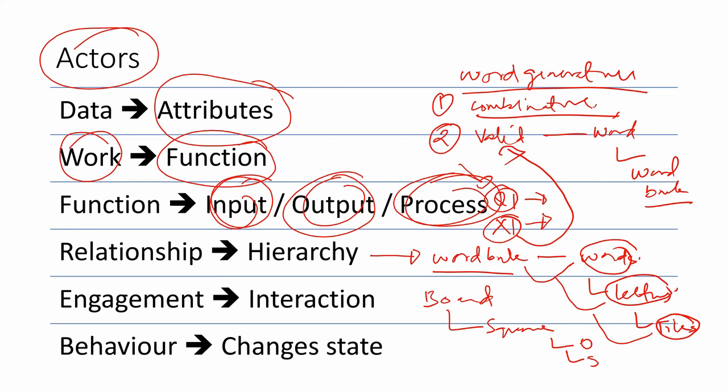Now what is the next element? Engagement. Engagement is essentially interaction between actors. And what does the interaction do? The interaction changes the state of both actors. The engagement changes the state of both actors. So my actor is a move. What does the actor do? The actor move places a word on the board. Now, when that actor places the word on the board, what happens to the state of the board?